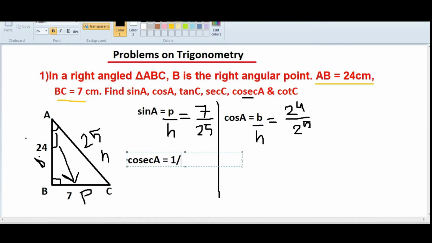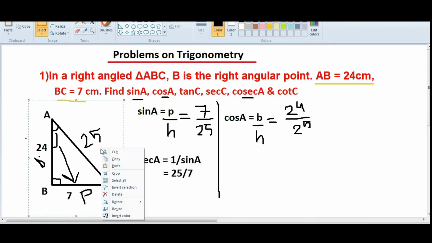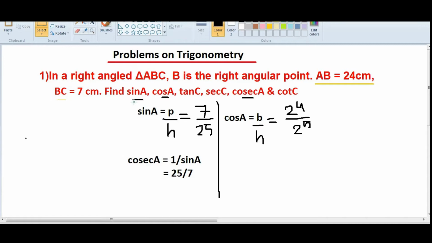But we all know that cosec A is basically the reciprocal of sine A. So we will use this formula because we have already got the value of sine, and that's 7 by 25. You can see over here. So its reciprocal will be what? 25 by 7. So that is our answer. So you can see over here I have found all the trigonometric ratios with respect to angle A. Now we have to draw another diagram in order to evaluate the remaining trigonometric ratios.